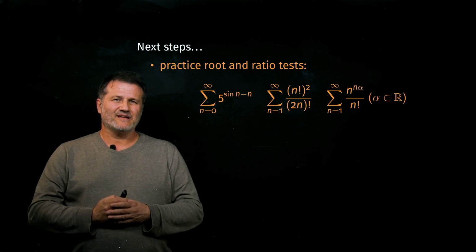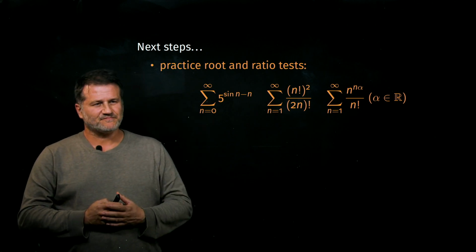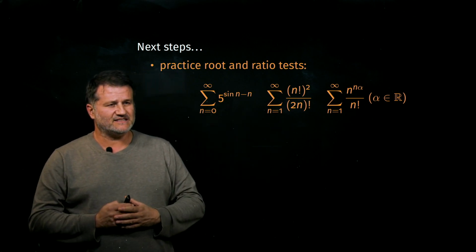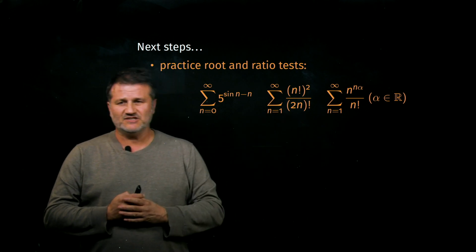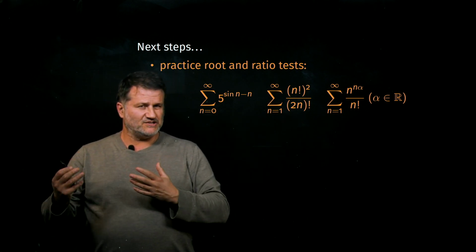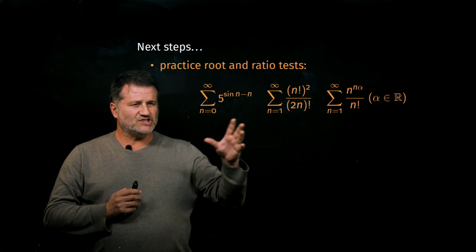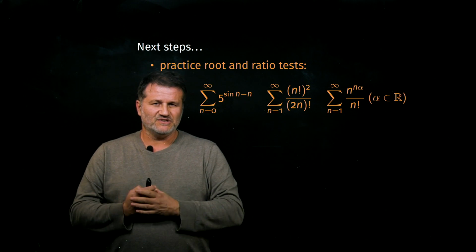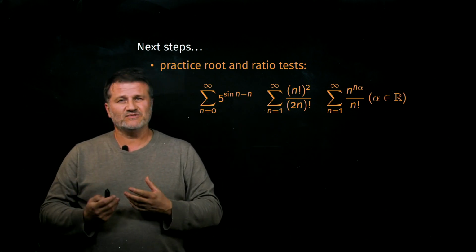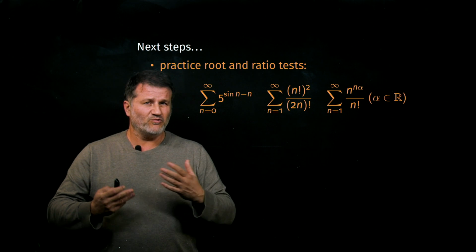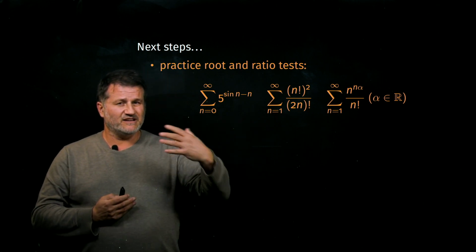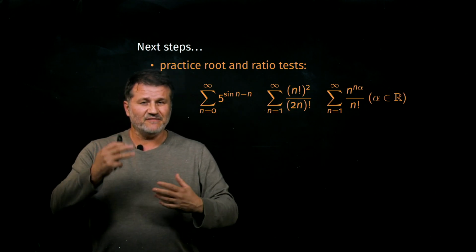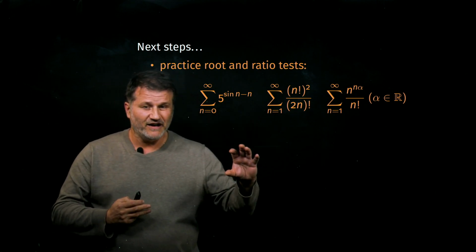That's it. So what are the next steps? First of all, you should practice the application of root and ratio tests to exercises like these ones. A very frequent question is the following: which of the tests should I use? Well, there is not an answer to this question. The unique honest answer is that you should use the test for which you can compute the limit. So the limit of a_n to 1 over n in the case of the root test, and the limit of a_(n+1) divided by a_n in the case of the ratio test.